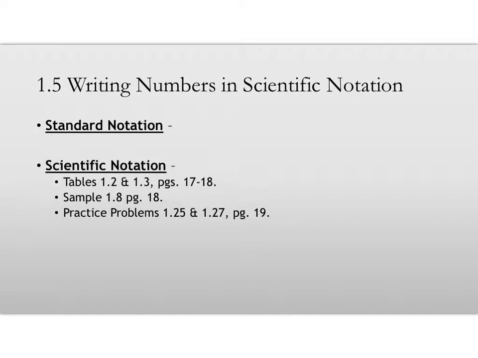Section 1.5 is writing numbers in scientific notation, but before we get to scientific notation, we must know what standard notation is. Standard notation is defined as the normal way that people write numbers. For example, we can just say 1 or 10 or 100 or 1,000 or 1,000,000, and we would write those in this standard way as shown here.